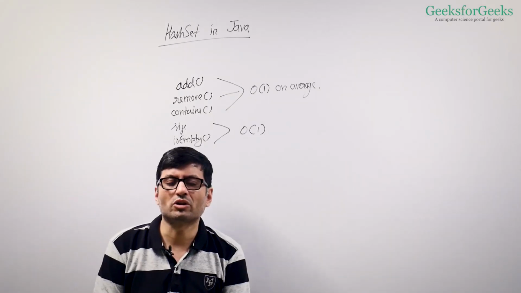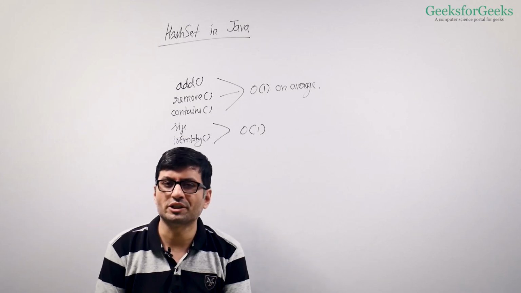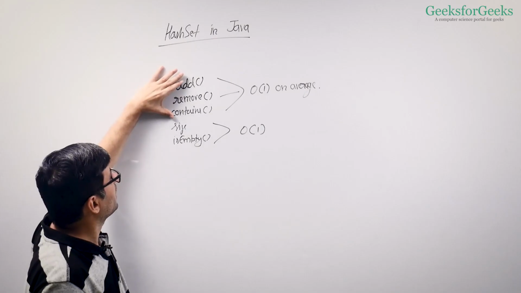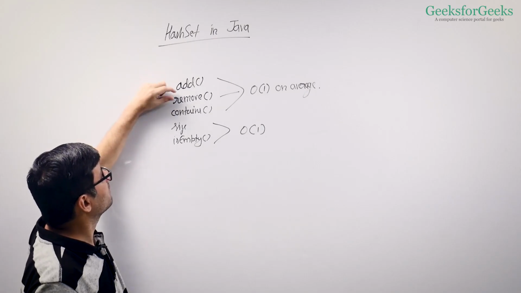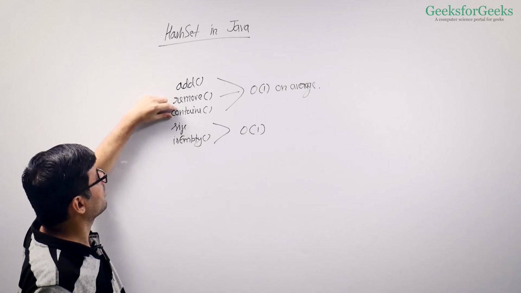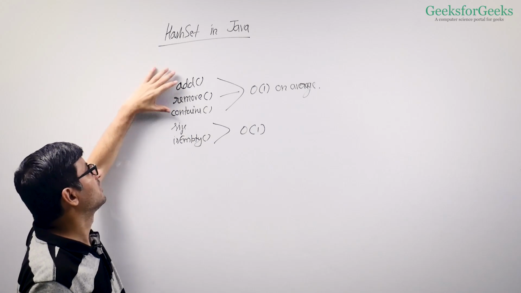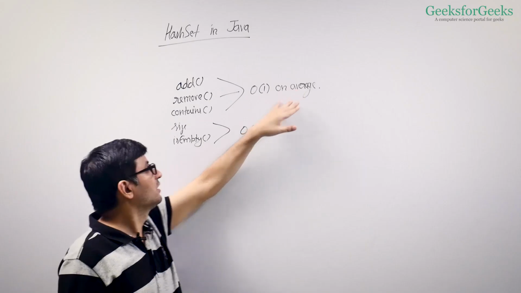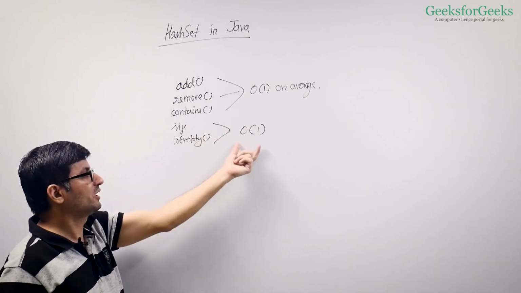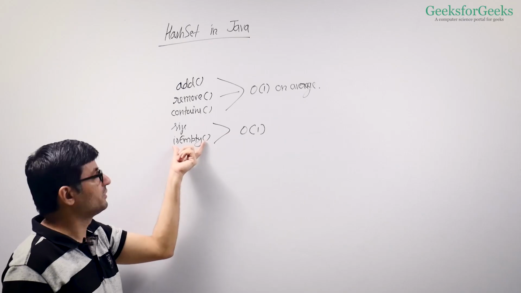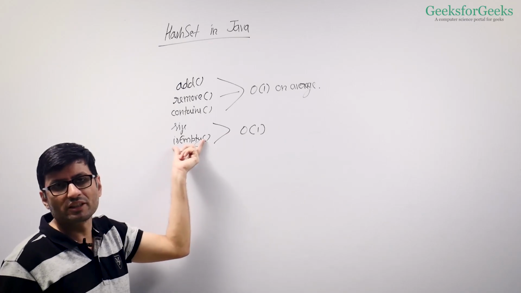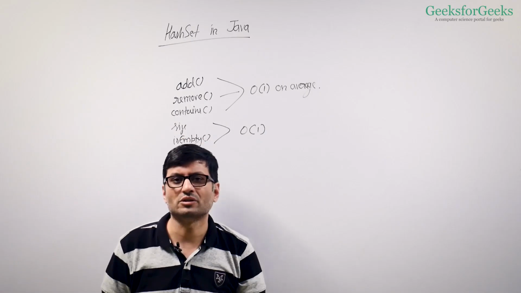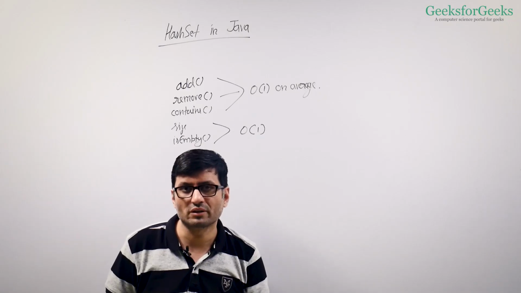Let us now talk about time complexities of different operations on a hash set. These three main operations, add, remove, and contains, which are to add an item, remove an item, and search for an item, are all big O of 1 on average because they use hashing. Size and isEmpty are big O of 1. IsEmpty can be done by just checking if the size is 0 or not. Size is internally maintained with the collection, so it's just big O of 1 to get that member.